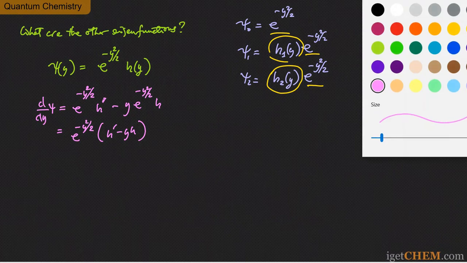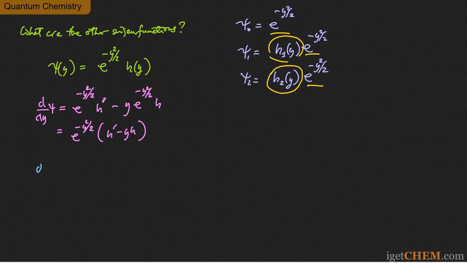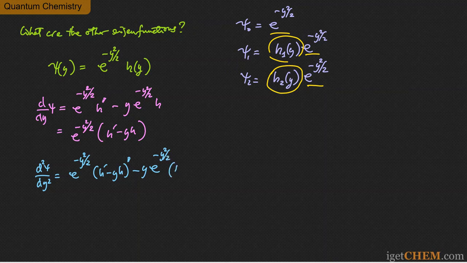So the second derivative is another derivative of that. So again, this is a Gaussian multiplied by some polynomial. So using the product rule again, the first one will give me the Gaussian multiplied by the derivative of this. And then the second term will be the derivative of the Gaussian multiplied by what's in the parentheses. Again, the derivative of the Gaussian is minus y times the Gaussian. And this is multiplied by h prime minus yh.